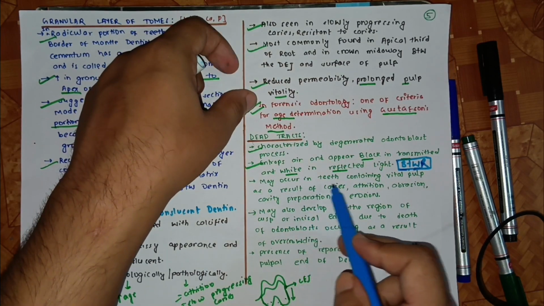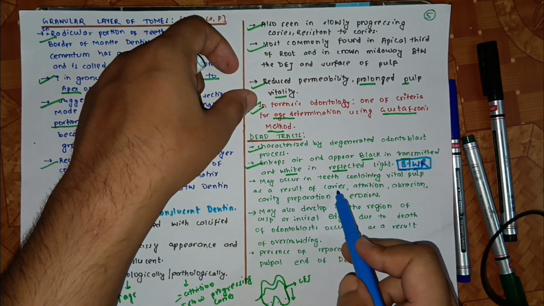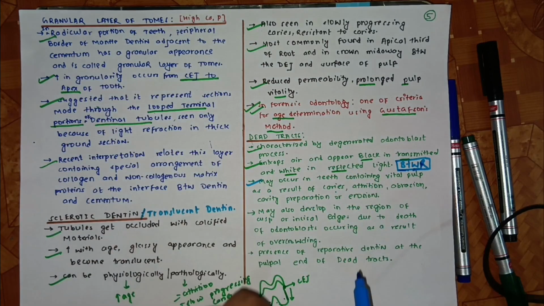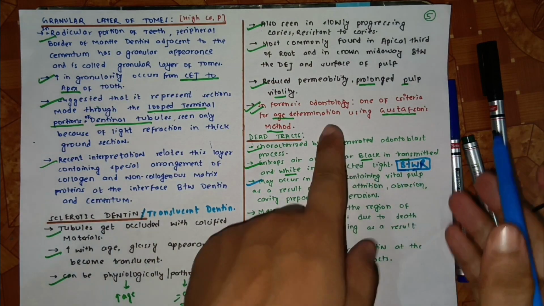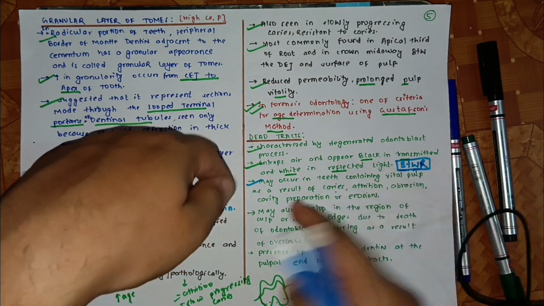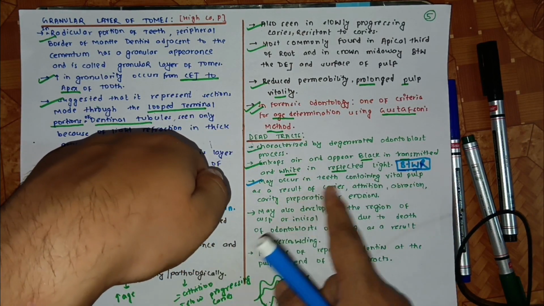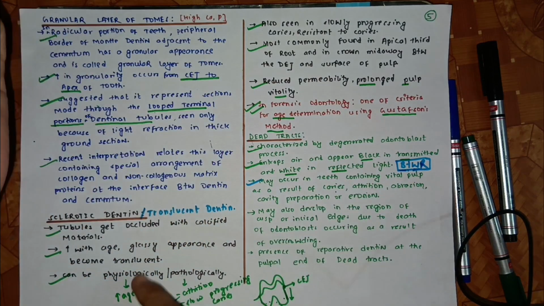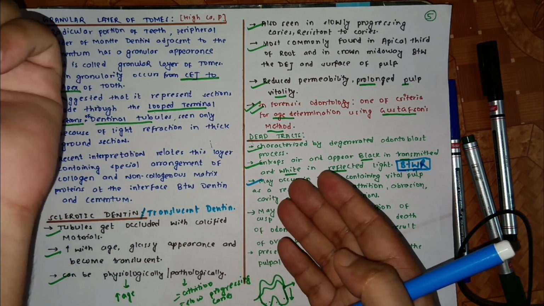After that, it may occur in teeth containing vital pulp as a result of caries, attrition, abrasion, cavity preparation or erosion. As I have told, in sclerotic dentin there is prolonged pulp vitality, and it may be present in teeth containing vital pulp as a result of caries. So sclerotic dentin is just a precursor of the dead tracts.